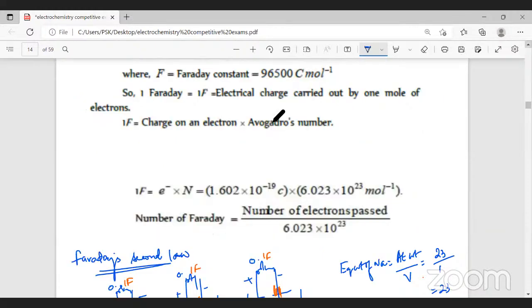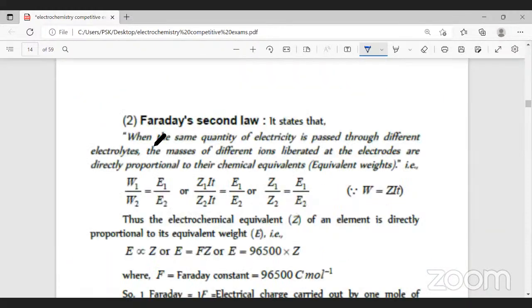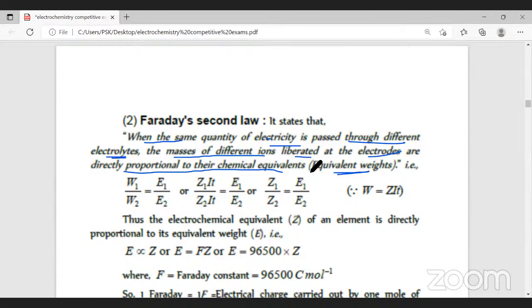See, Faraday's second law states that when the same quantity of electricity is passed through different electrolytes, the mass of different ions liberated at the electrodes are directly proportional to their chemical equivalents. That's nothing but the equivalent weights. So this is the definition of Faraday's second law. On passing the same quantity of electricity into different electrolytes, the amount of substance deposited will be equal to its equivalent weight.